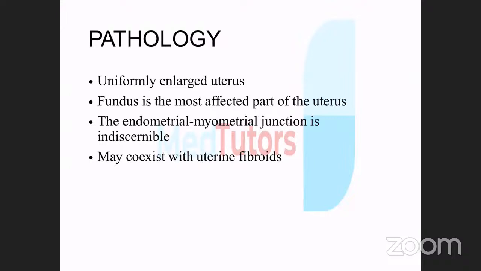Now, how does the uterus with adenomyosis appear? Usually the uterus with adenomyosis is uniformly enlarged. It's not like fibroids, where you see the uterus totally disfigured because of fibroid nodules growing in different parts. In adenomyosis, the uterus is usually uniform, globally enlarged. The fundus of the uterus is the most affected part. And when there's adenomyosis, the endometrial myometrial junction is not clearly identifiable. All right. And again, adenomyosis may coexist with uterine fibroid.